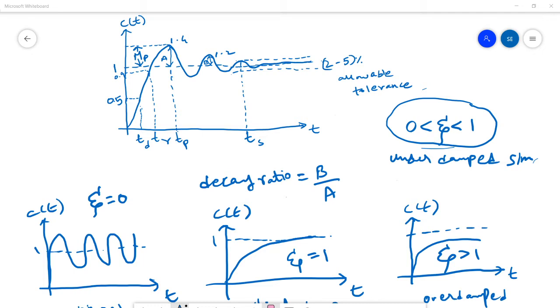Let us derive the time domain specifications for the second order system. As we discussed, the different time domain specifications of a second order system are delay time, rise time, peak time, maximum peak overshoot, and settling time. Right?